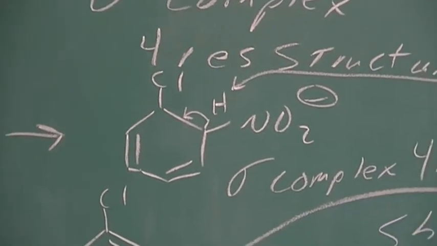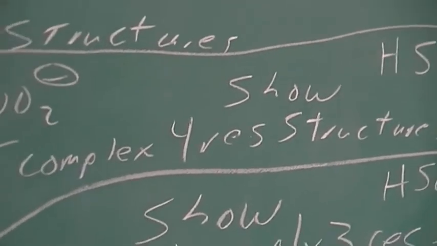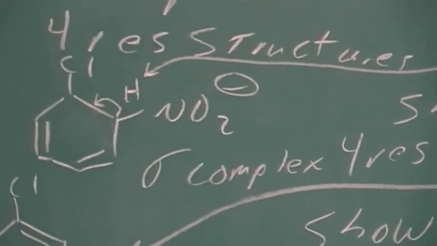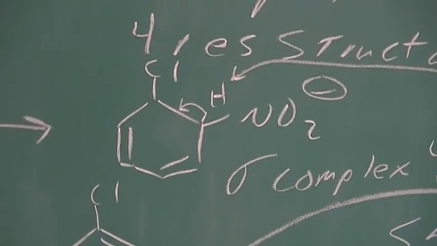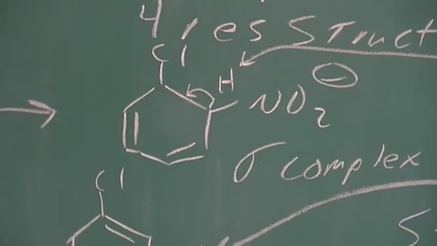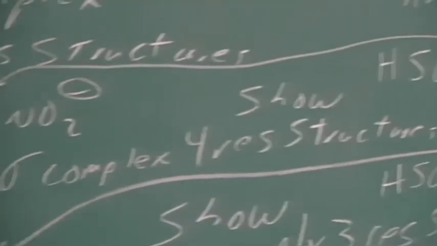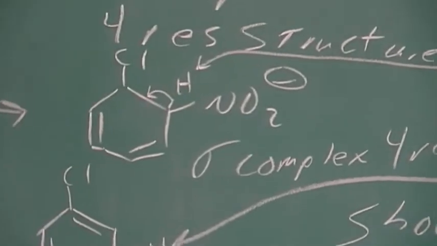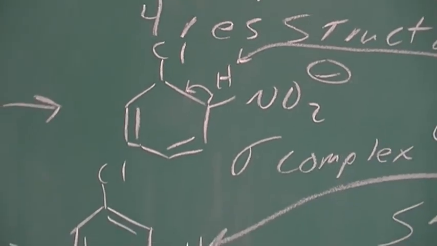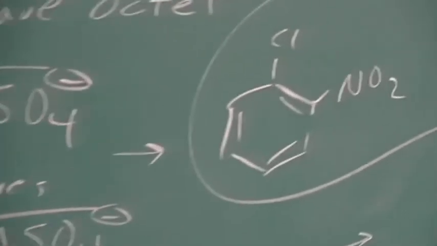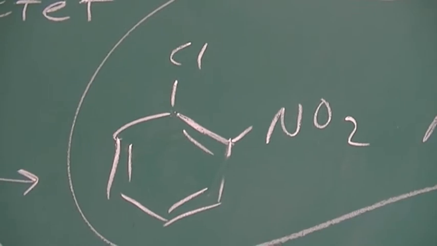Alright, and then in this case, you are also going to have 4 resonance structures that you will need to show. Exactly the same 4 resonance structures as you have above, except this time the NO2 group is in the ortho position. Alright, and then your HSO4 minus is going to take the hydrogen that's on the sp3 carbon and reform the benzene ring. And you have your ortho nitrochlorobenzene.